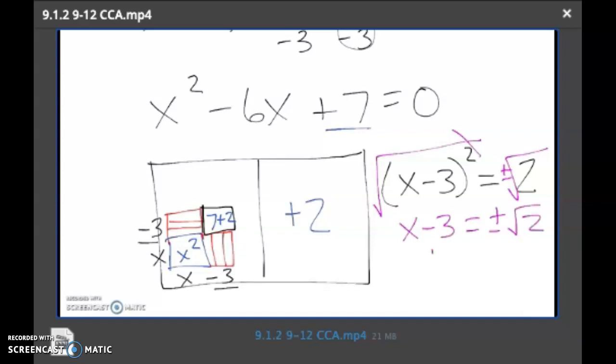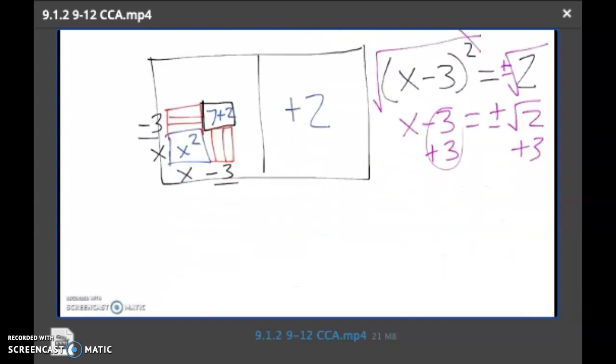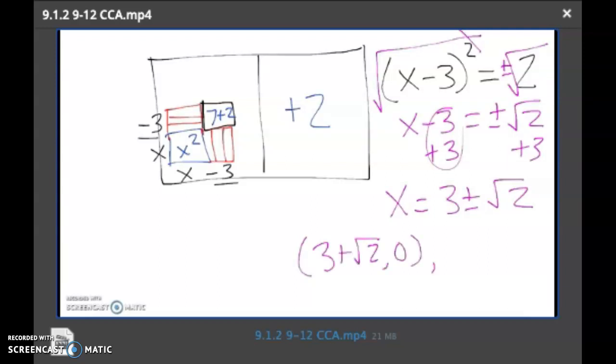I keep solving, I add 3 to both sides. And I have x equals 3 plus or minus the square root of 2. So that gives me 2 solutions. We have 3 plus the square root of 2, it's one of my x-intercepts. And I have one at 3 minus the square root of 2. That's another x-intercept.